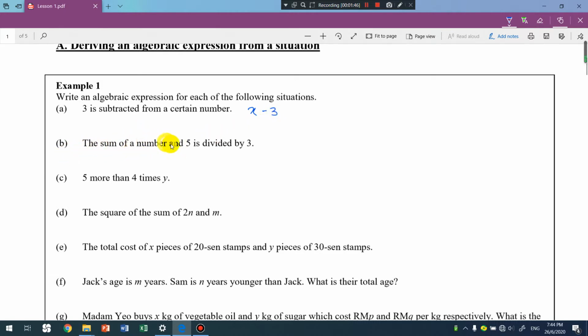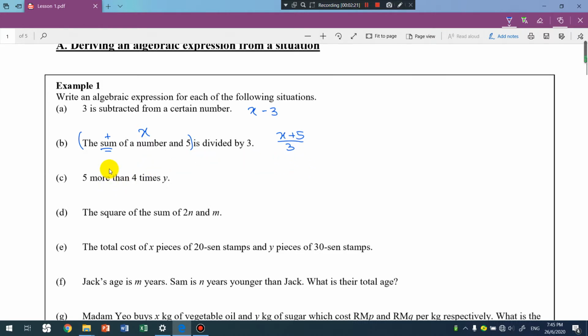The sum of a number and 5 is divided by 3. Sum means plus. So I break it into two parts. Look at this part first: the sum of a number and 5. We let that number be x, so the sum of a number and 5 will be x plus 5. This whole thing is divided by 3.